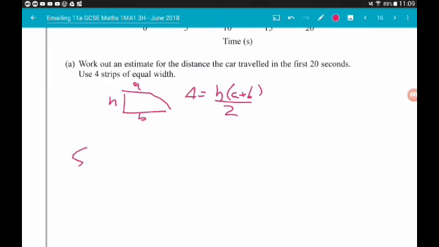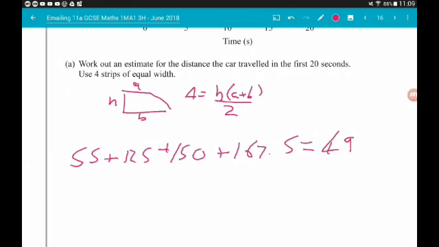So we now add those together. So we got 55, add 125, add 150, add 167.5. And that is going to give us a total of 497.5. And that is meters. So this is one where in the answer there's a bit of a region for error. So if you've got an answer somewhere in that region, you're golden.